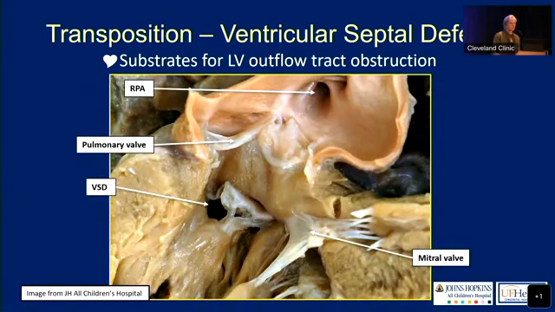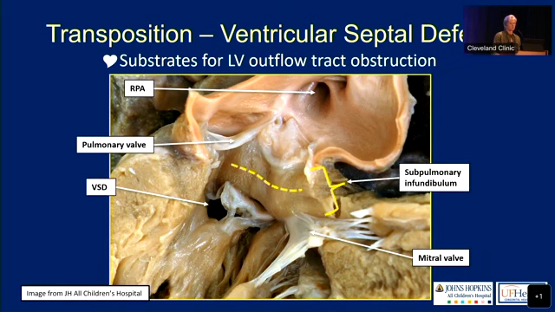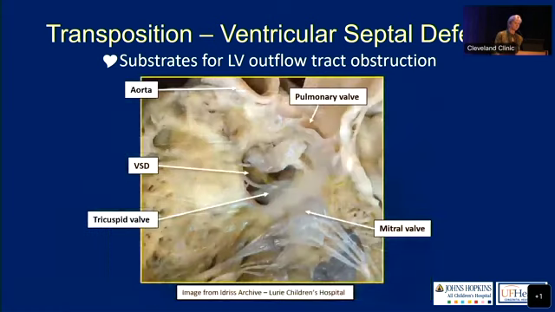This is a case that had a pretty significant subpulmonary muscular infundibulum, which can also be a substrate for outflow tract obstruction. You can see how thick in nature this is. And this specimen also had a straddling and overriding of the tricuspid valve with some of those tension apparatuses also extending into the outflow tract.